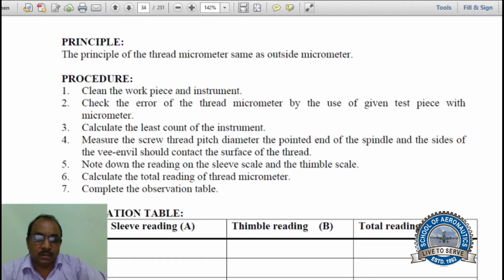To measure the pitch diameter, the pointed end of the spindle and the side of the V anvil should contact the surface of the thread. Note down the reading on the sleeve scale and the thimble scale. Calculate the total reading of thread micrometer. Complete the observation table.